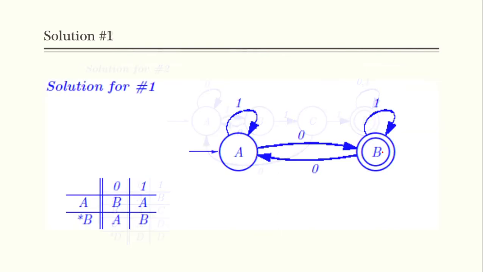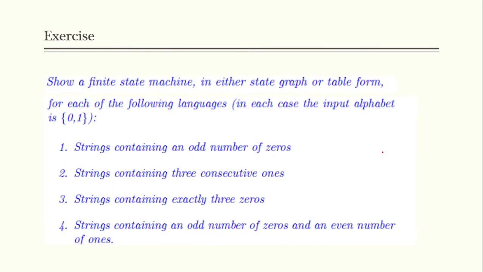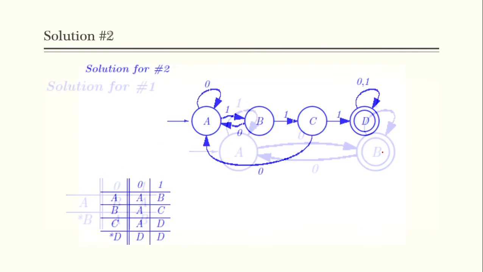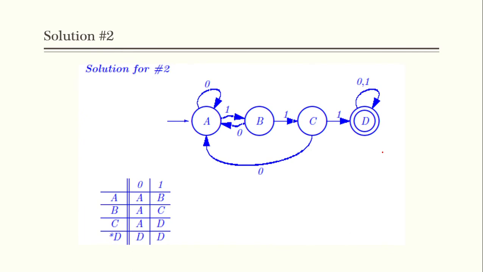Okay, what about number 2? Number 2 says strings containing 3 consecutive 1s. So we look at the 3 consecutive 1s. This machine will produce any string, but each output string will have 3 consecutive 1s. For example, we start with A, go to B, B goes to C, C goes to D. So you have 1, 1, 1. If you go A to A, then to B, B to A, then to B again, and B goes to C, and C goes to D, then it also has 3 consecutive 1s.